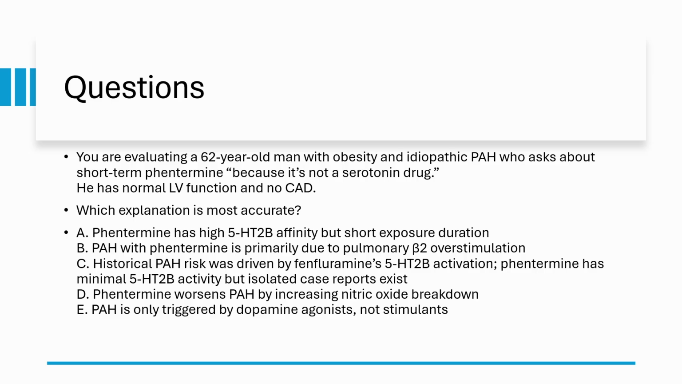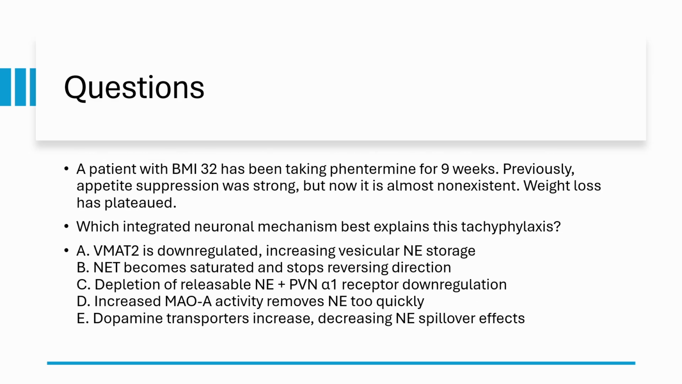You are evaluating a 62-year-old man with obesity and idiopathic pulmonary arterial hypertension who asks about short-term phentermine because it's a non-serotonin drug. He has normal left ventricular function and no coronary artery disease. Which explanation is most accurate? The answer is C.